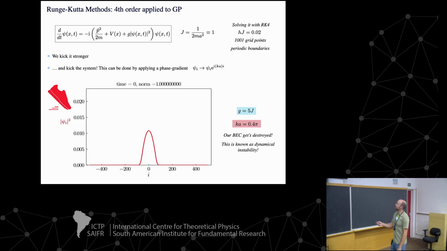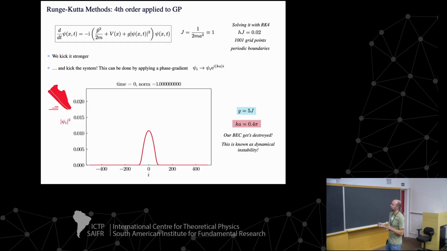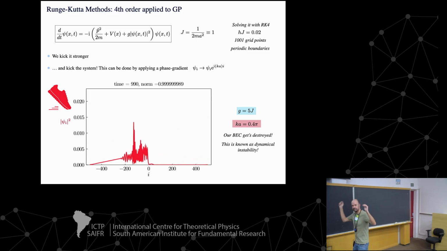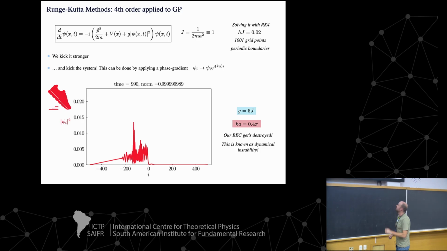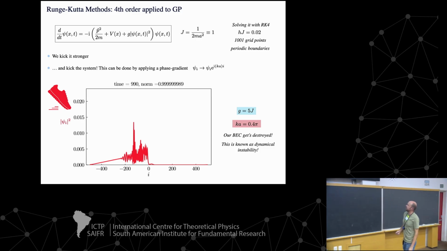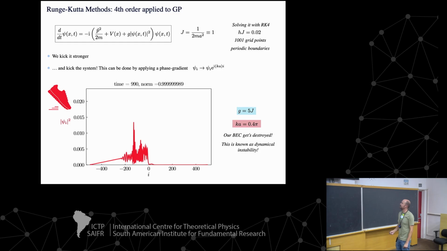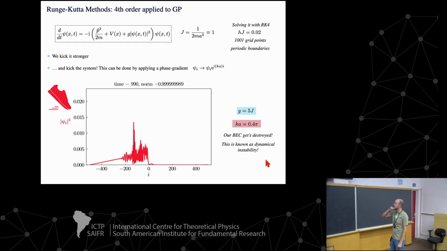And now finally, if I do something that I did before, I kick it a bit stronger, and then something funny starts to happen, as you will see. So this thing starts to kick over, and catastrophe happens, and everything goes to hell, essentially. Okay, and this is something that is quite known in the BEC. It's known as the dynamical instability of the BEC.